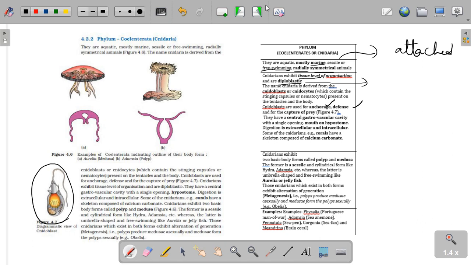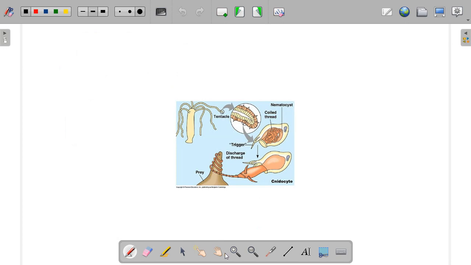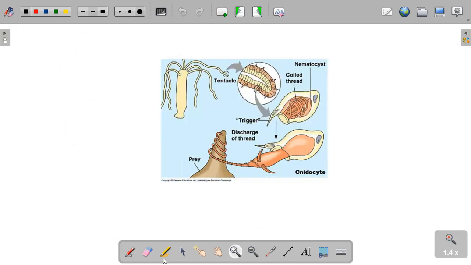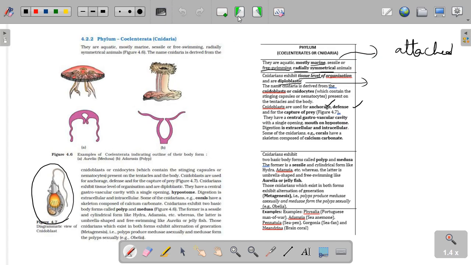You can see right over here, this is one of the cnidarians. They have cells called cnidoblasts. They have a trigger, and when it touches anything, the whole tail comes out and it holds the prey firmly. So having this kind of structure gives them the name Cnidaria.